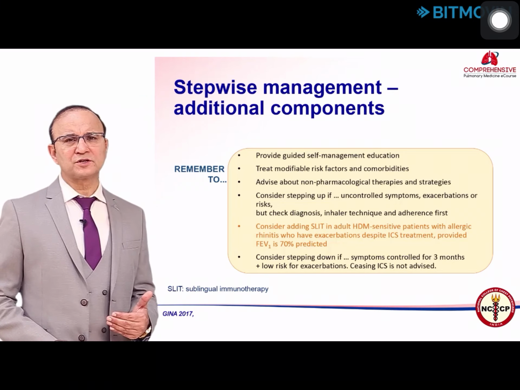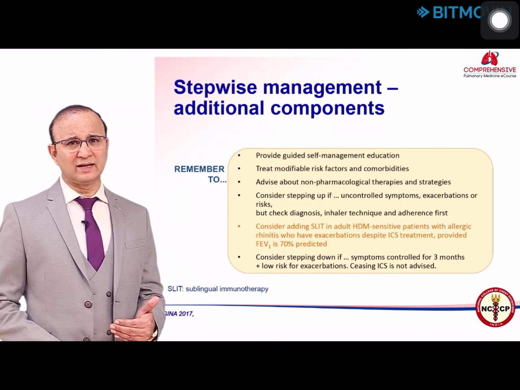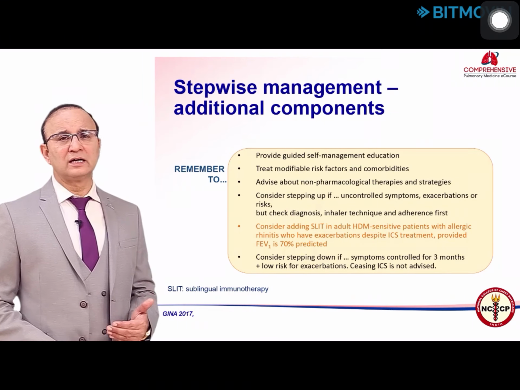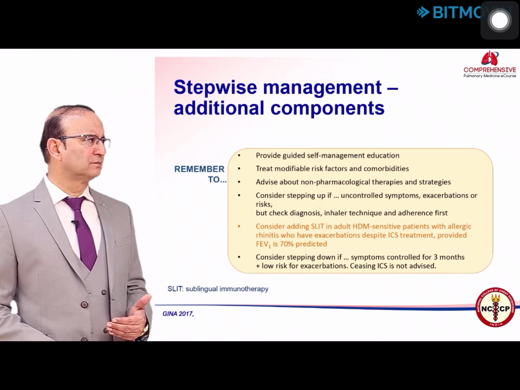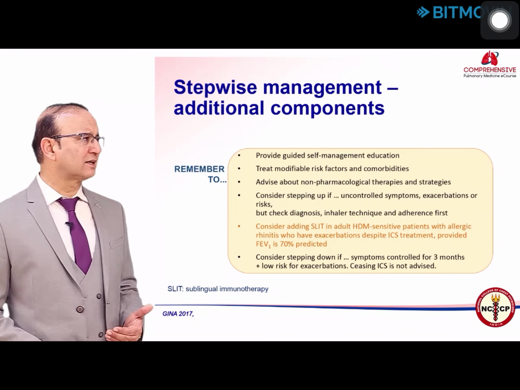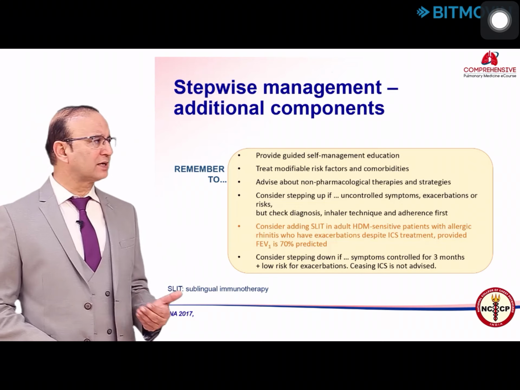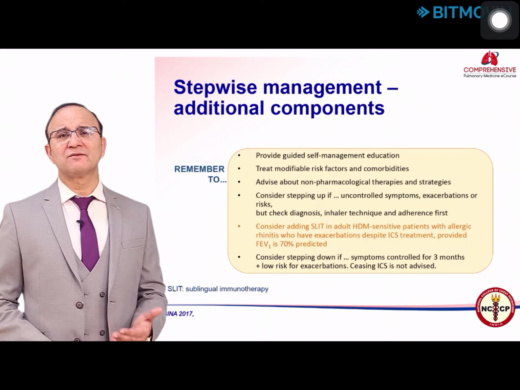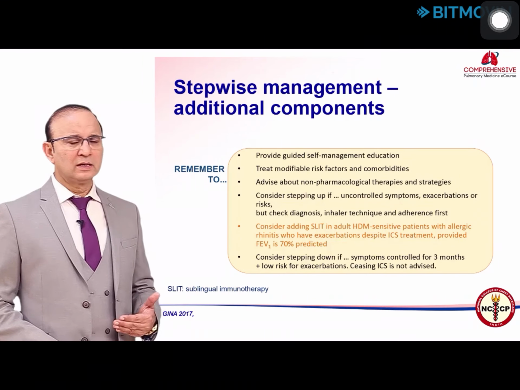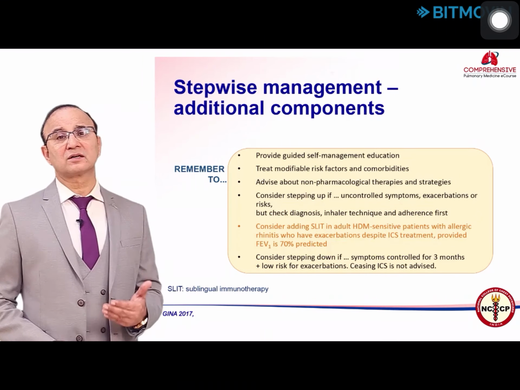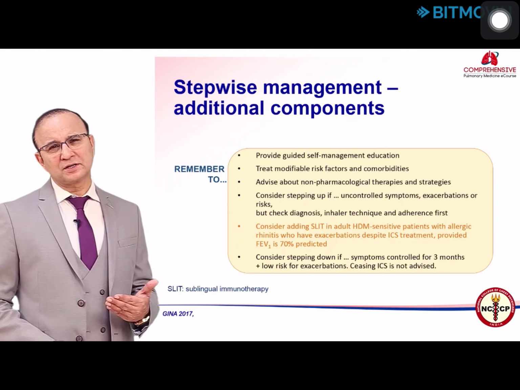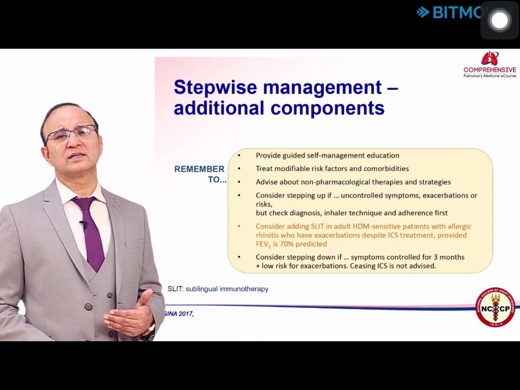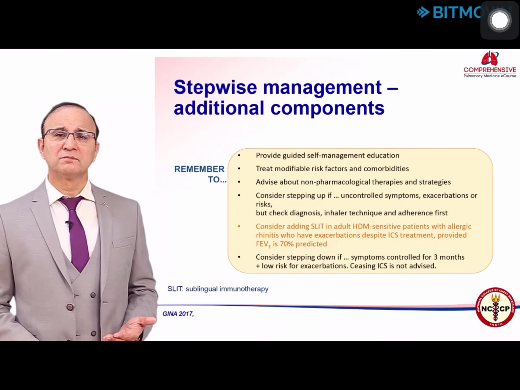The new thing which they have added in these guidelines in step 3 and 4 is SLIT, sublingual immunotherapy, in adults who are HDM sensitive with allergic rhinitis and who have exacerbations despite inhaled corticosteroid treatment, provided FEV1 is 70% of the predicted. Consider stepping down if symptoms are controlled for 3 months, plus the patient has a low risk of exacerbation. Normally, ceasing inhaled corticosteroid is not advised in a patient who has perennial asthma.